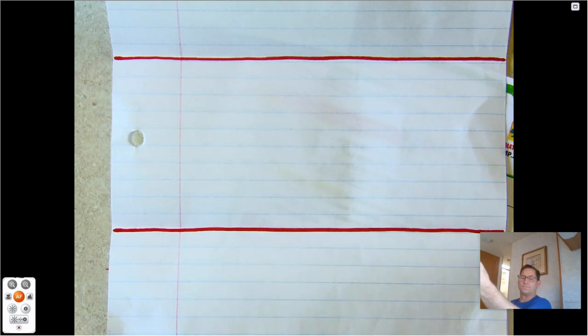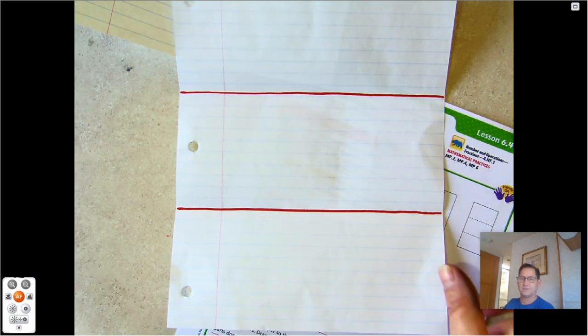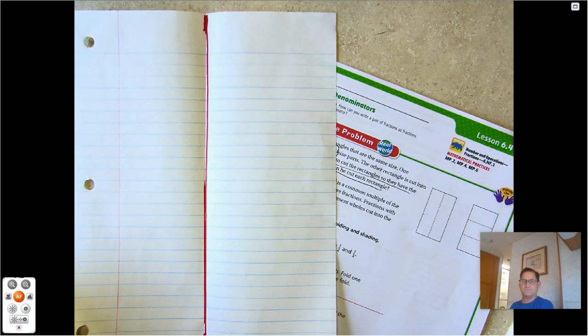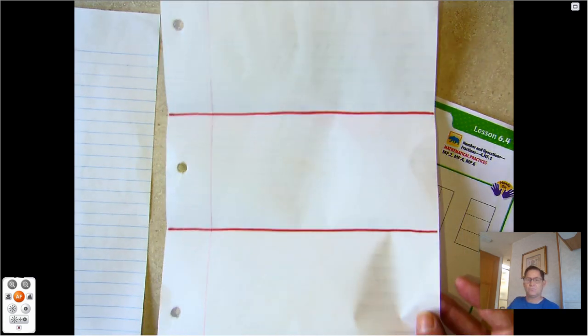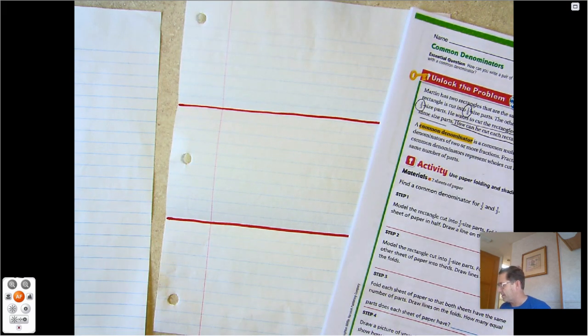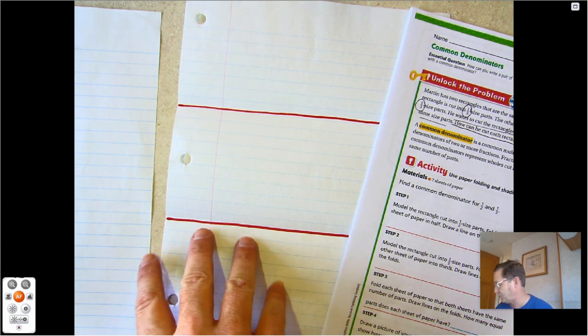All right. So we've modeled our two fractions. We have 1/2 and we have 1/3. So what's our next step? After we've done that, it says fold each sheet of paper so that both sheets have the same number of parts. Draw lines on the folds. How many equal parts does each sheet have?